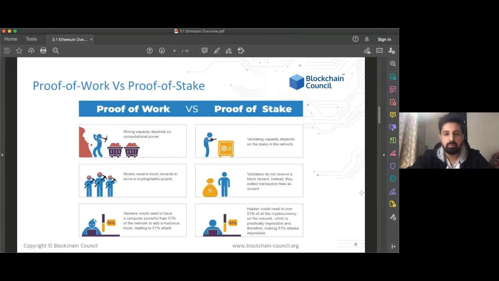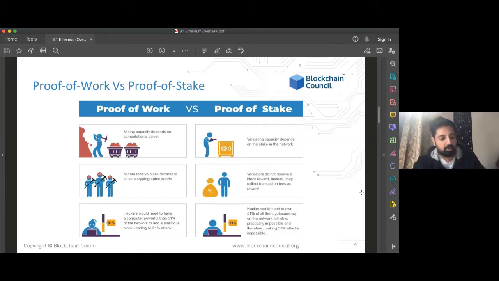Proof of work versus proof of stake. So in proof of work, your mining capacity depends on the computational power, whereas in proof of stake, your validating capacity depends on the stake in the network. It's very similar to buying shares in a company.